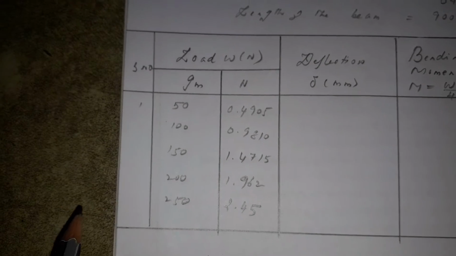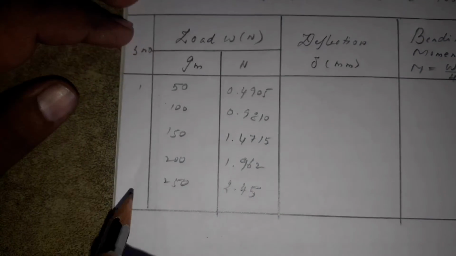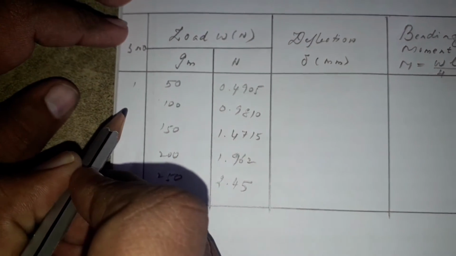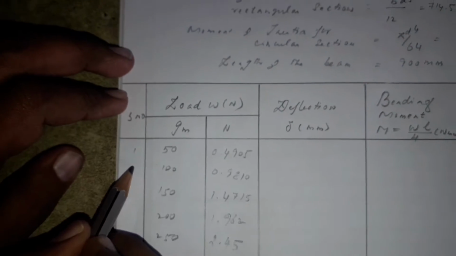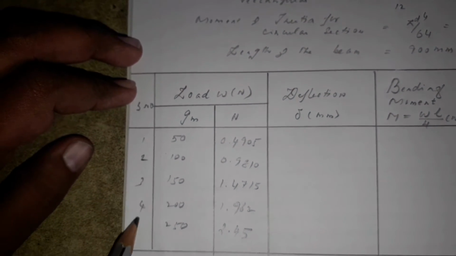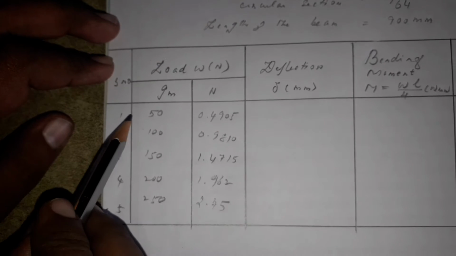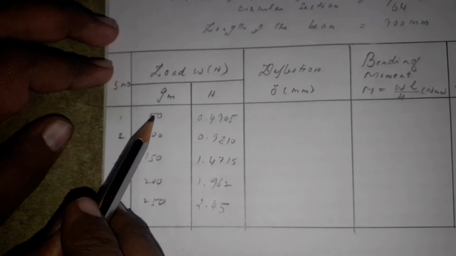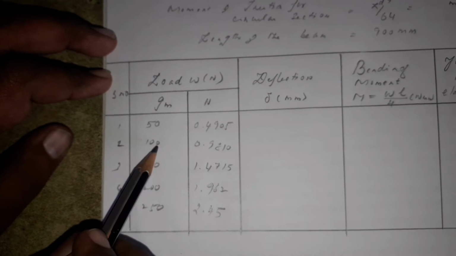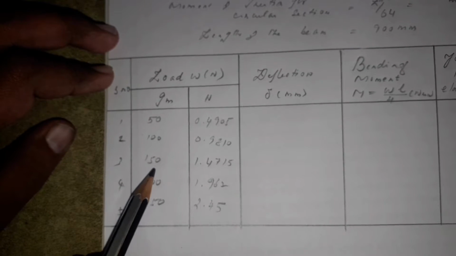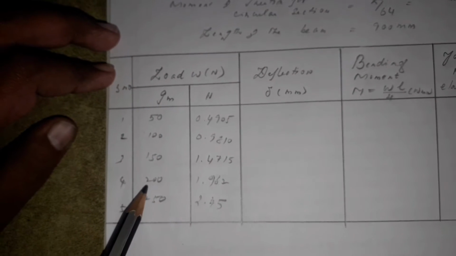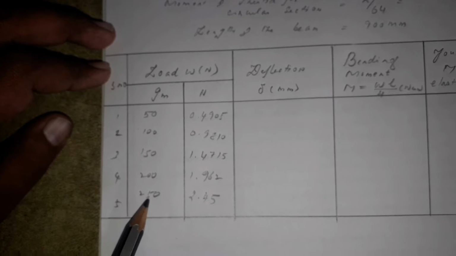So now I am going to start the experiment. How many readings will we take? 1, 2, 3, 4 and 5. The first value is 50 gram, for the second, 100 grams weight should be applied, the third one is 150 gram, the fourth one is 200 gram, and the last one is 250 gram.